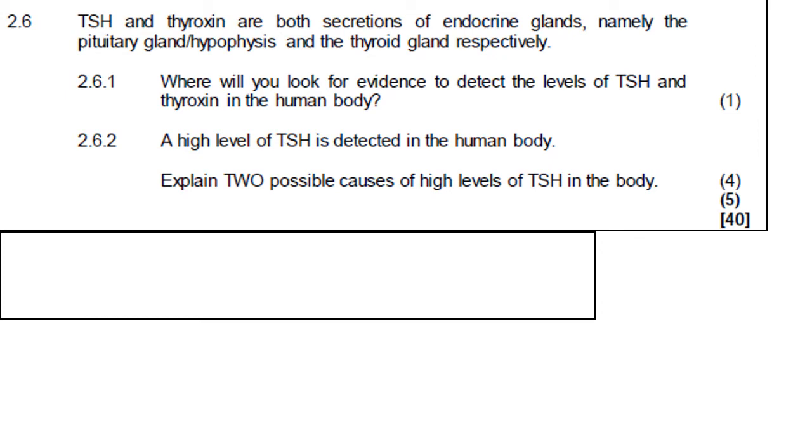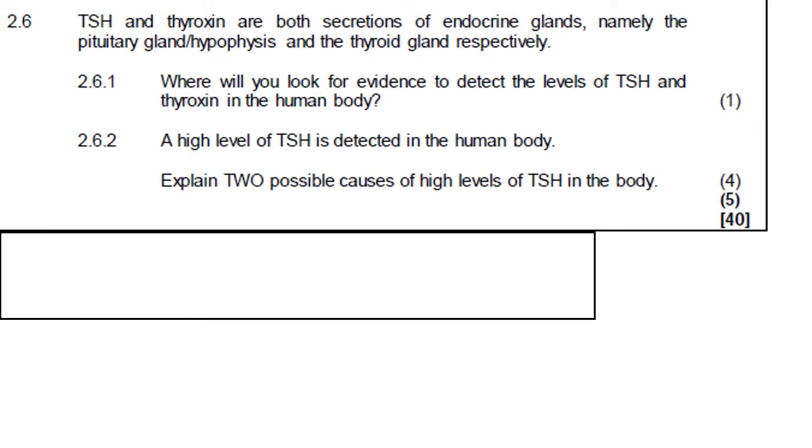2.6. TSH and thyroxine are both secretions of endocrine glands, namely the pituitary gland or hypophysis and the thyroid gland respectively. 2.6.1. Where will you look for evidence to detect the levels of TSH and thyroxine in the human body? 2.6.2. A high level of TSH is detected in the body. Explain 2 possible causes of high levels of TSH in the body.